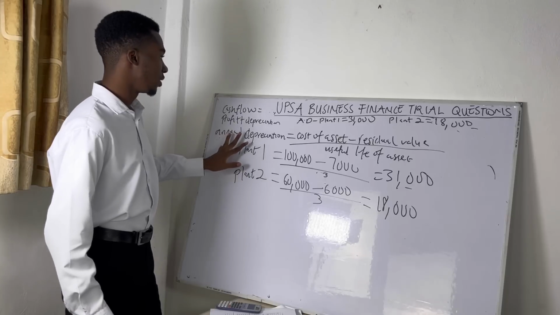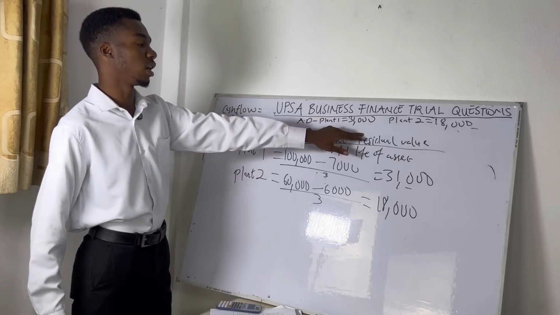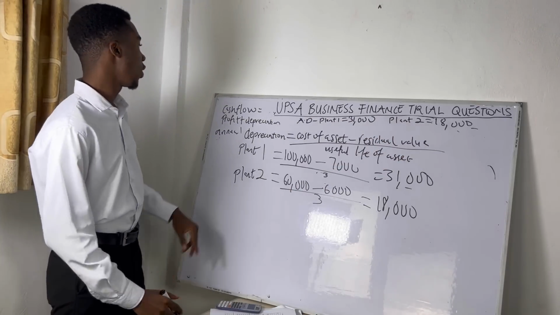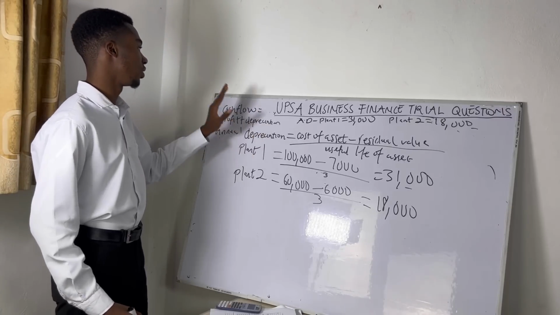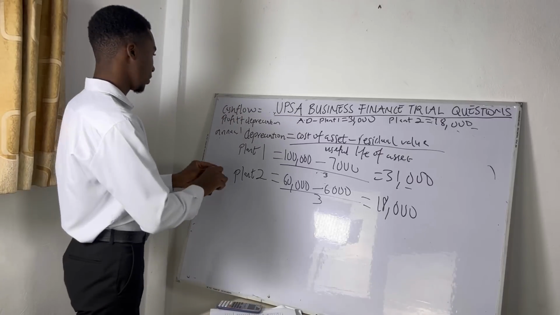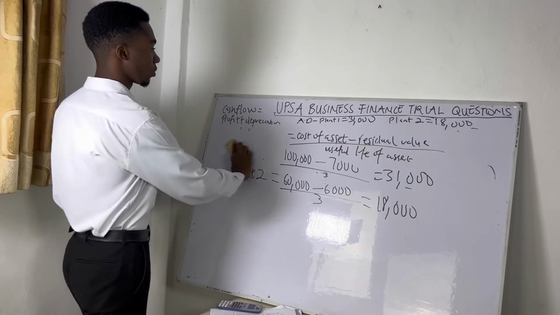So the annual depreciation for plant 1 is 31,000 and plant 2 is 18,000. Now that we have the depreciation, we'll just add the profit and the depreciation to get the cash flow. Then we can calculate the payback period. So let's clean this one.